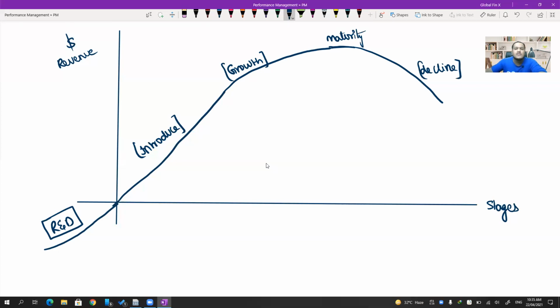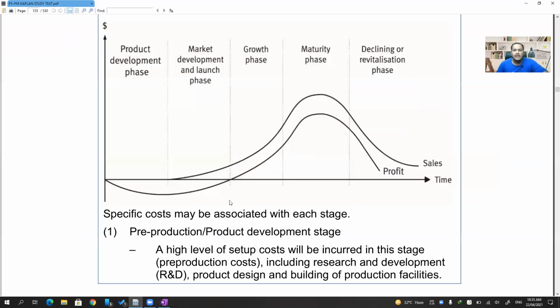At the decline phase is where the next product's life starts. Correct? Decline is the phase where the next product's life cycle starts. Okay, sir, they have given profits and sales on the same graph. It's fine, whatever you want to do. It's absolutely fine.